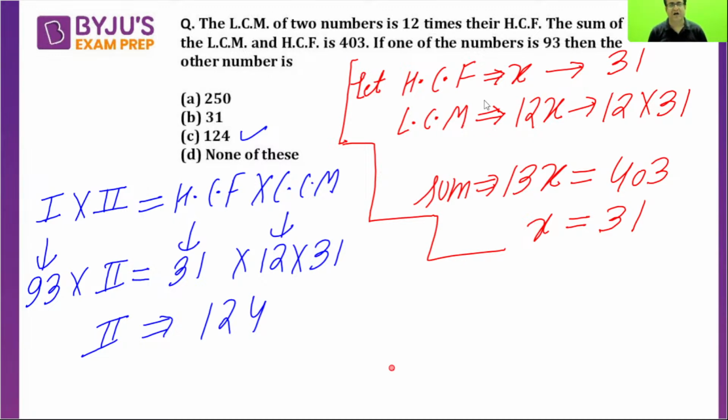Note it down the same. The question is simple now. If HCF has been assumed as x, LCM will be 12x. The sum of both is 13x, which is 403. So x we got is 31. So HCF is there, LCM is there. Now if HCF is there, LCM is there, one number is given, use that trick: first into second is equal to HCF into LCM. So I got 93 into second, 31 into 12 into 31. Second number we got the value. Okay, beta? Let's move to the next one.